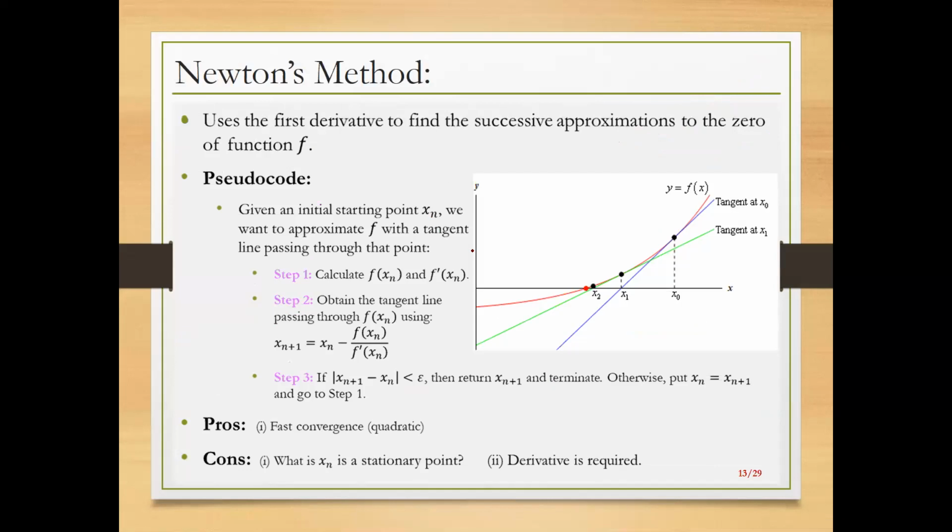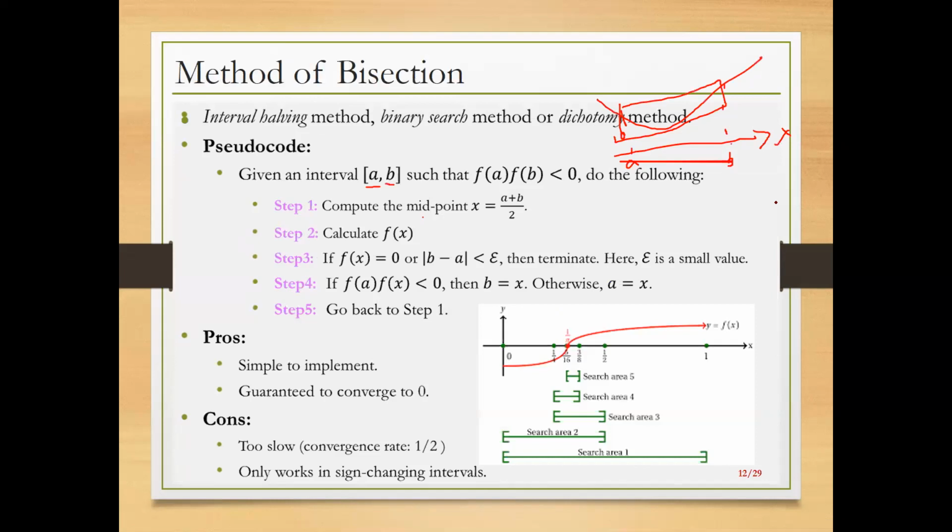Now that I've told you this, I want to explain to you what happened. Bracketing method. So the bracketing method is probably the easiest method. The requirements for this method are 2 initial points, A and B. If I give you 2 points, A and B, what you have to do is always test the sign change at the 2 points, A and B.